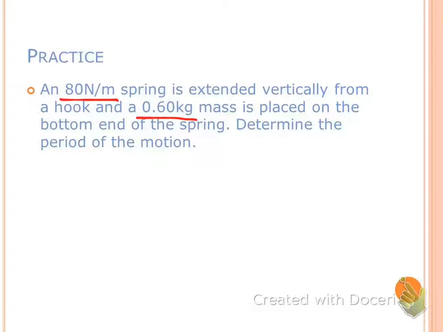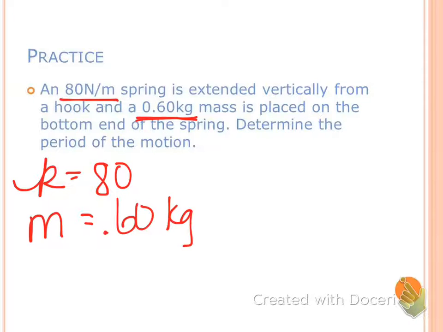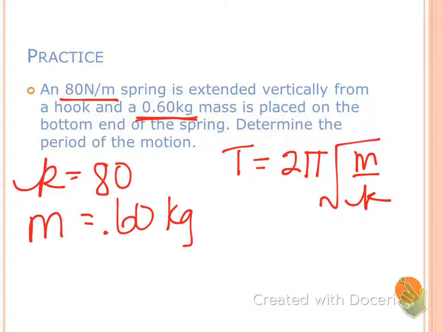So what's this first value tell us? 80 newtons per meter. It's our spring constant, right? So this is our K value. And this tells us the mass, so M equals 0.60 kilograms. We want to find the period of the motion. So are we solving for T or f? T. We need to use that equation for T, and that equation looks like this: T equals 2 pi square root of M over K. So it's just kind of a plug and chug situation. Plug those numbers in.